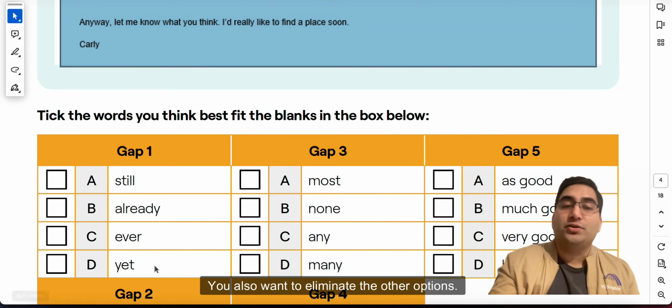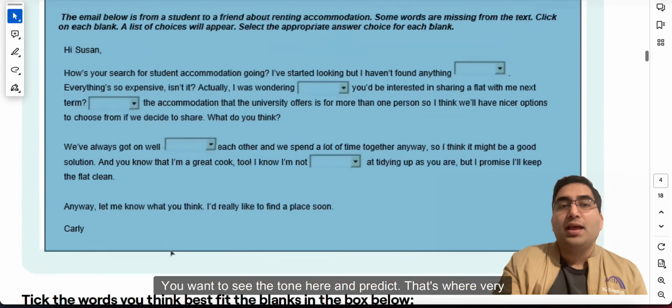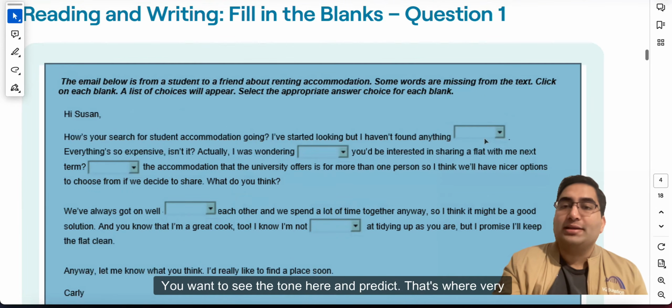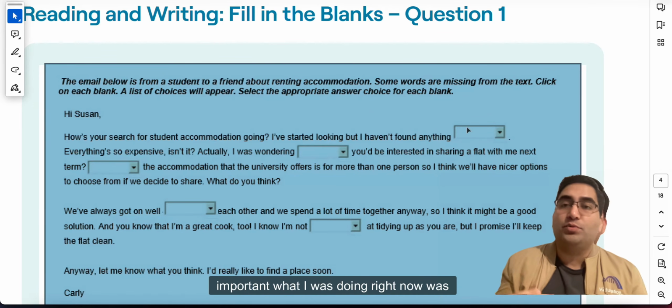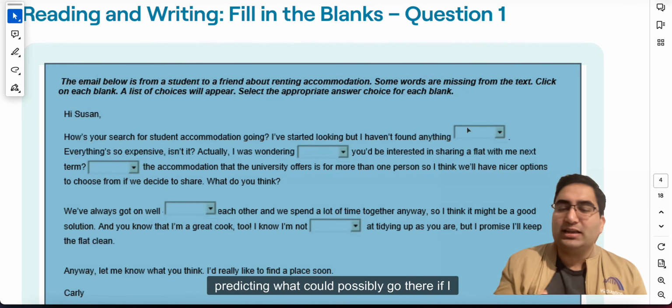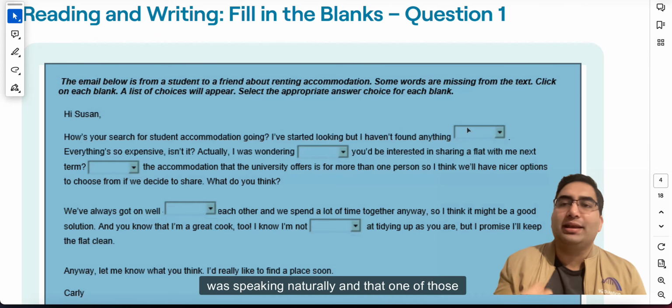That's the answer. You also want to eliminate the other options. You want to see the tone here and predict. That's very important. What I was doing right now was predicting what could possibly go there if I was speaking naturally.